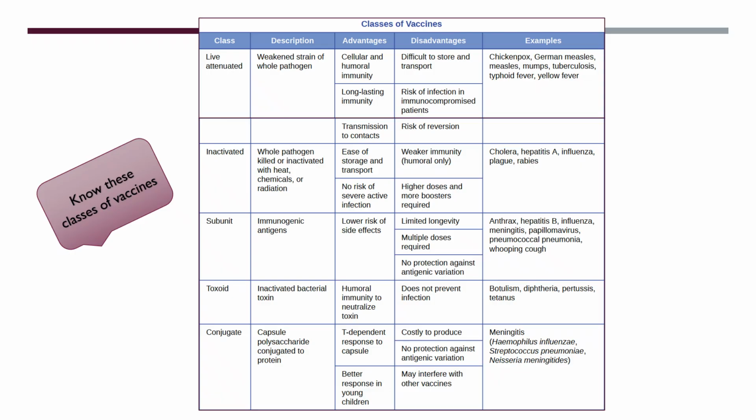So here are some different classes of vaccinations, and this is something you want to make sure that you know. You want to read through this. We have the different classes in the first column, a description of what that means, and then we talk about the advantages and disadvantages, and then some examples. So you definitely want to know what live attenuated means, what inactivated means, what subunit means, toxoid means, and conjugate. Make sure you know the advantages, the disadvantages, and examples of them.